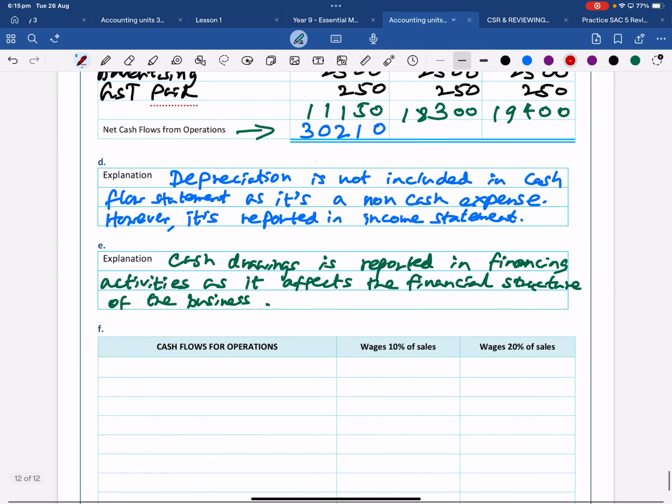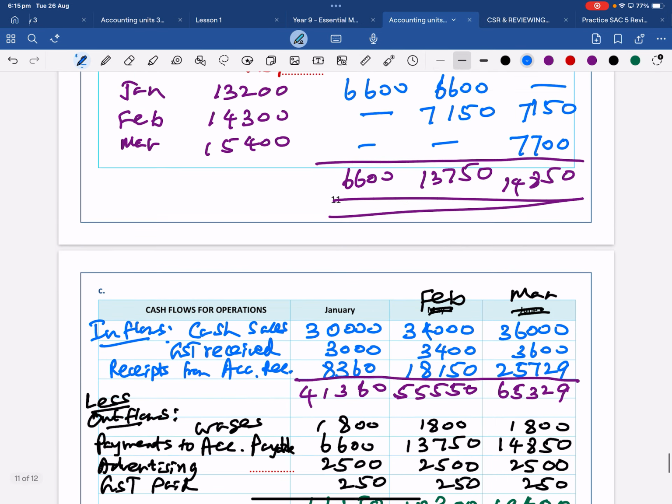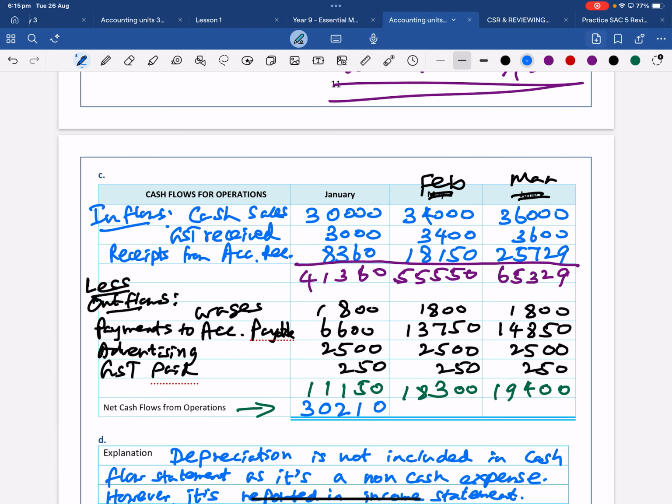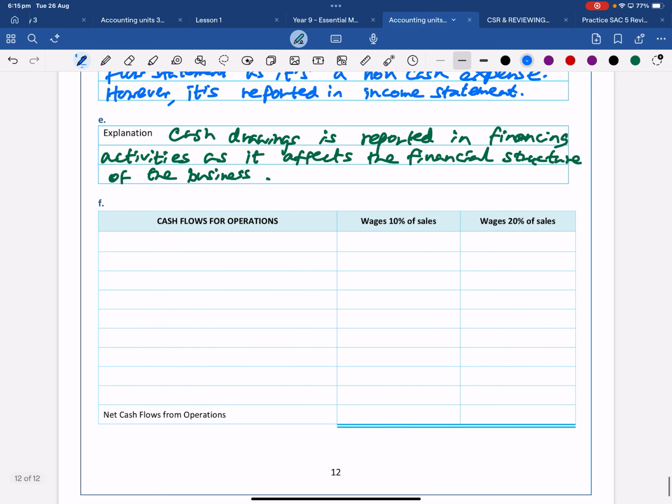Firstly, we'll have to repeat the same things as we've been doing. Cash sales, GST received. We're just asking, do we have to write inflows and outflows? Yes, all of them we had to write. No, you have to write the word inflows and then list it. It's up to you guys. It is not a big deal.